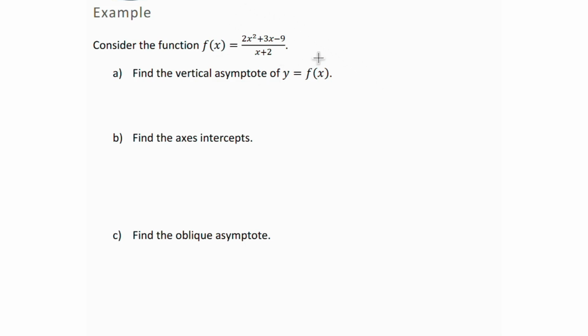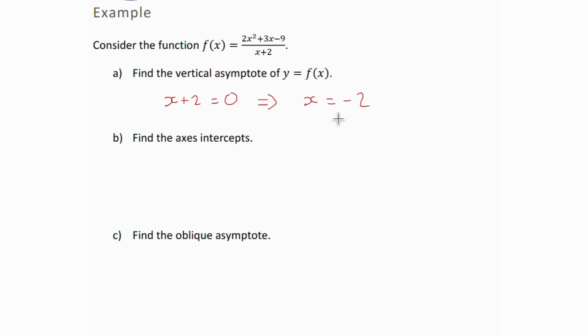Consider this function. First of all, find the vertical asymptote. Well, vertical asymptotes happen when the denominator, which is in this case x plus 2, is equal to 0. So that means x is equal to negative 2 is our vertical asymptote.